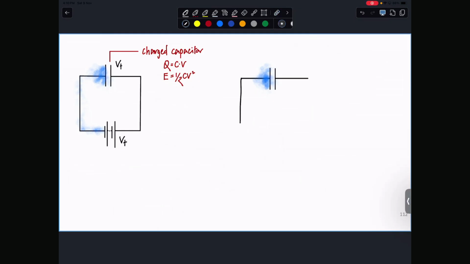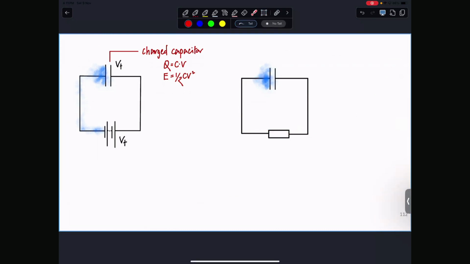To discharge a capacitor, what you need to do is connect it through another circuit. And let's say I started that circuit with a resistor, just to be simple. So as you connect your capacitor through a resistor, what will happen is your capacitor will get discharged. Discharge means the charges will leave from here and go out like this.